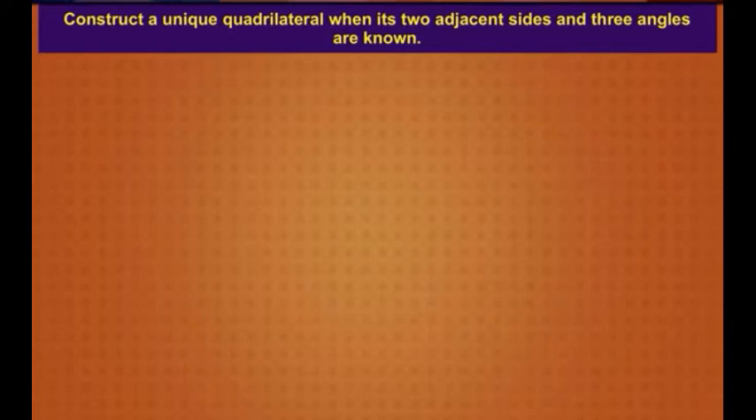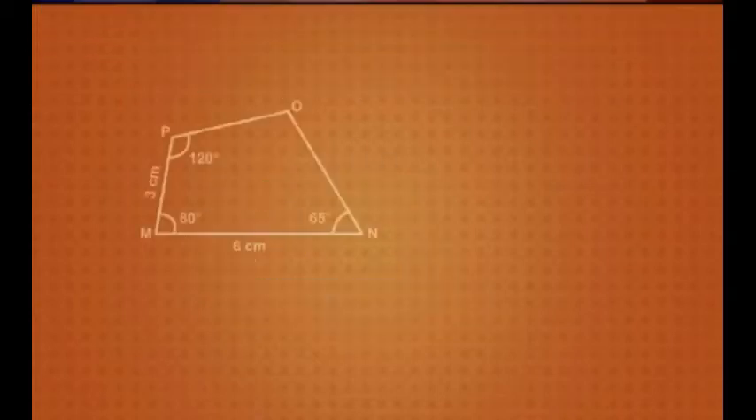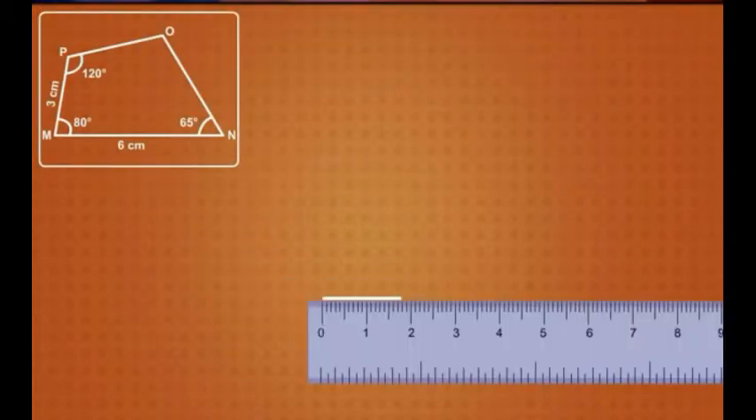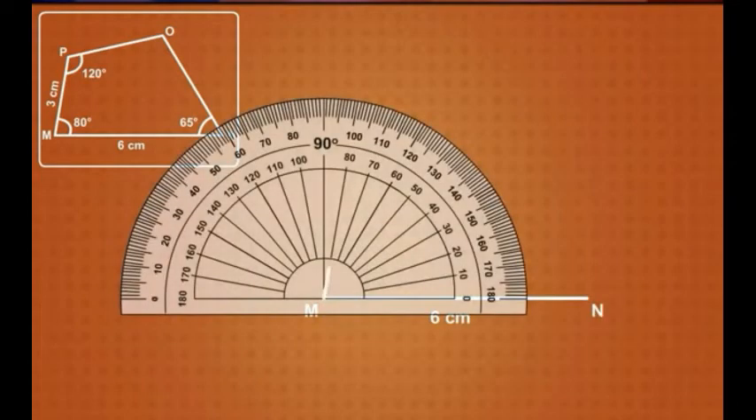Given a question to construct a quadrilateral MNOP where side MN is equal to 6 cm, MP is equal to 3 cm, angle M is equal to 80 degrees, angle N is equal to 65 degrees, and angle P is equal to 120 degrees. For construction of this quadrilateral, first of all, we will draw the line segment MN equal to 6 cm with the help of a ruler or scale.